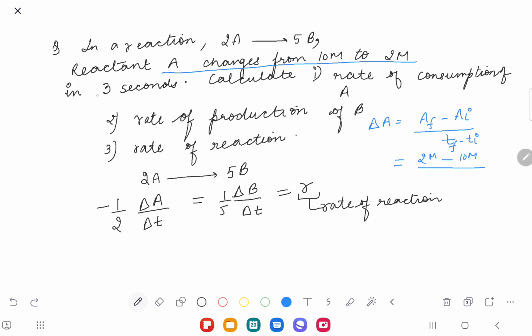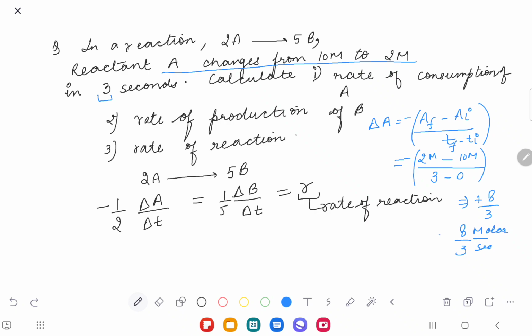When time has passed and now the time is 3 seconds, initially definitely the time would have been 0 seconds. So 3 minus 0. So it would be minus 8 over 3, and I should have put a minus sign out of it because the consumption rate should be negative. So my rate would be 8 over 3 molar per second.